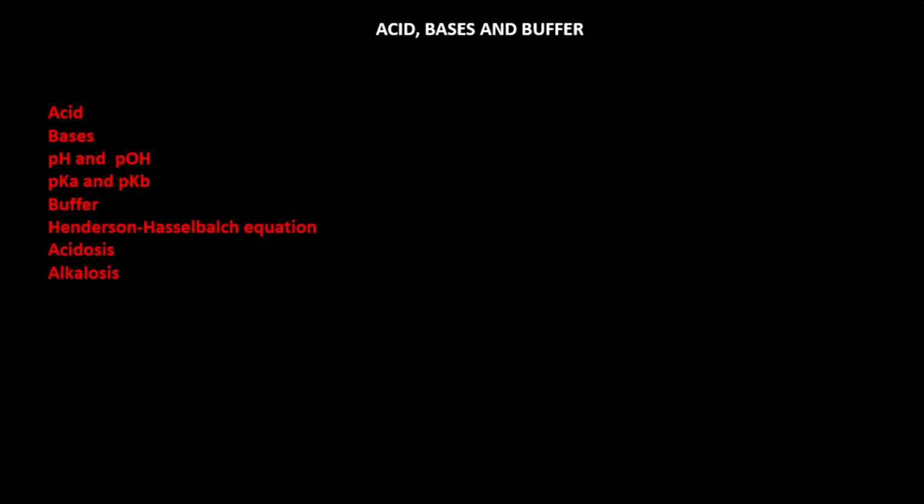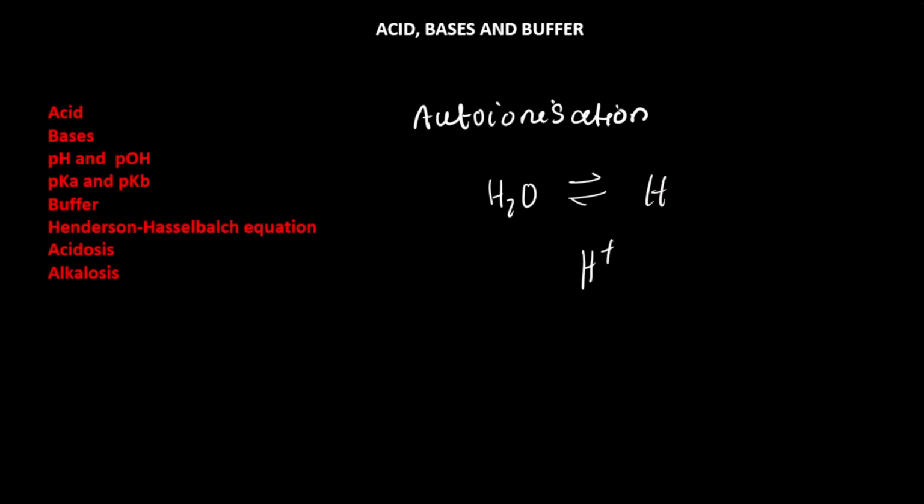Okay, now before we consider acids, let's take a look at the autoionization of water. Now, water is able to undergo autoionization, okay, and this simply means that water splits into hydrogen ion, which actually exists as H3O+, which is hydronium ion, and hydroxide ion. Okay, water has an ionic product.